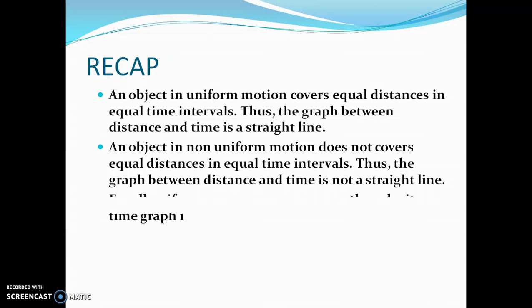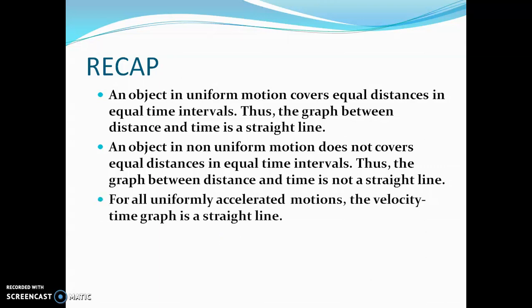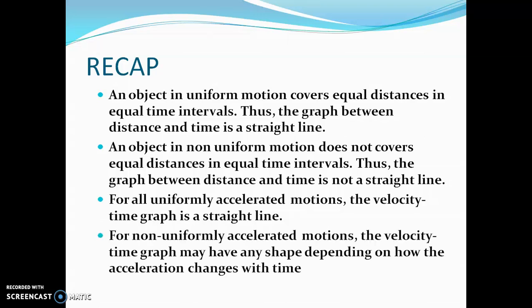Then, moving further, for all uniformly accelerated motion, uniformly accelerated means where the velocity changes uniformly with time, the velocity time graph is a straight line graph. And for non-uniformly accelerated motion, where the velocity is not changing uniformly, the velocity time graph may have any shape depending on how the acceleration changes with time.